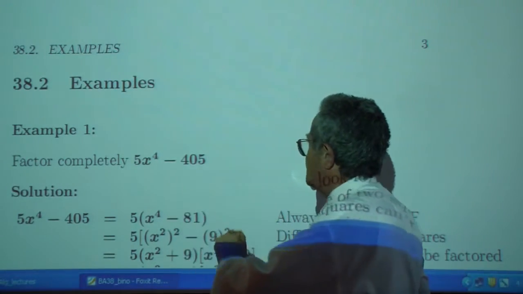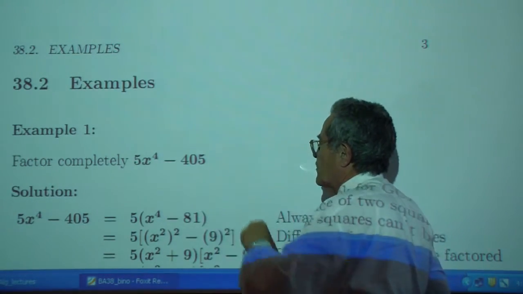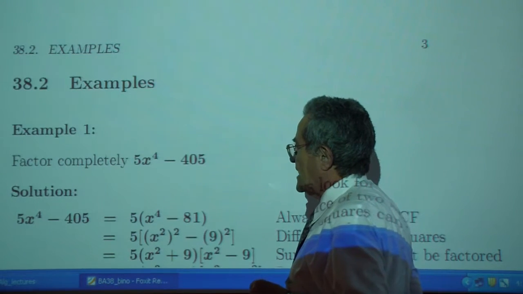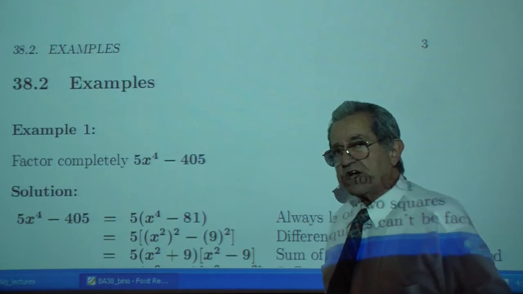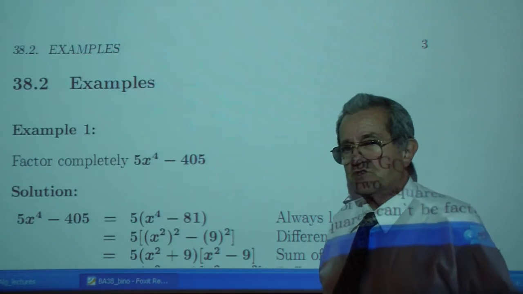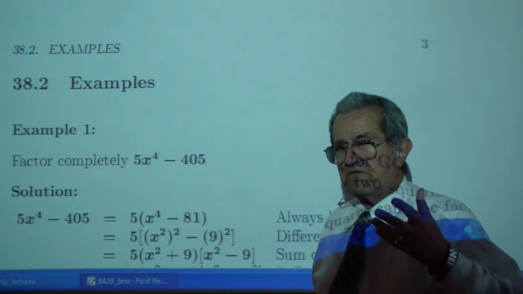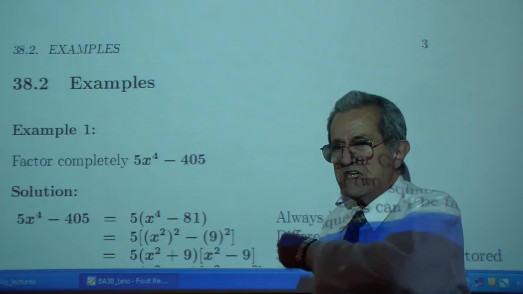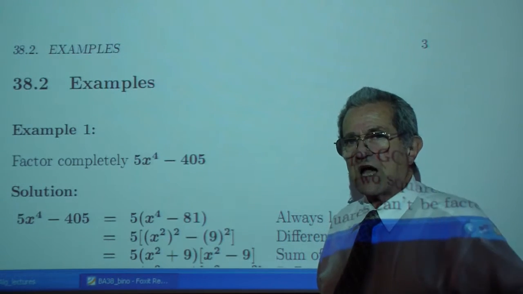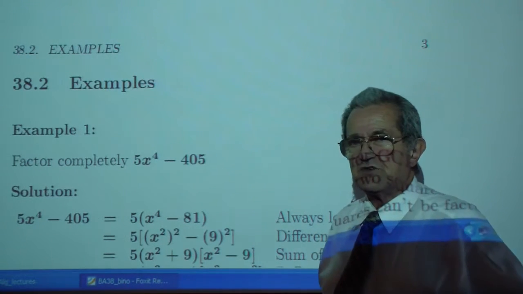Example 1, factor completely, 5x to the 4th minus 405. Do you remember what I said about the greatest common factor? You need to be conditioned that whenever you hear the word factor, immediately you have greatest common factor on your mind, an immediate response.